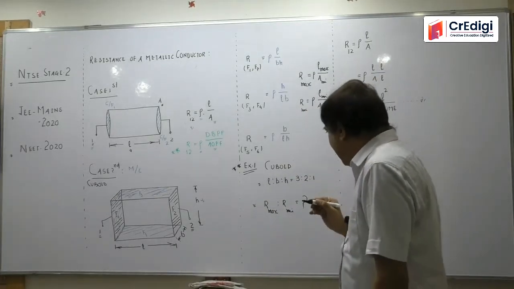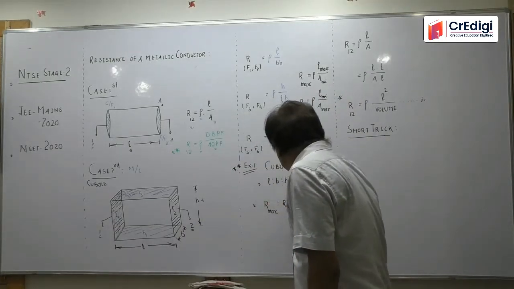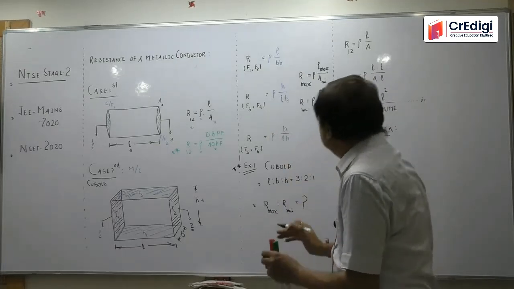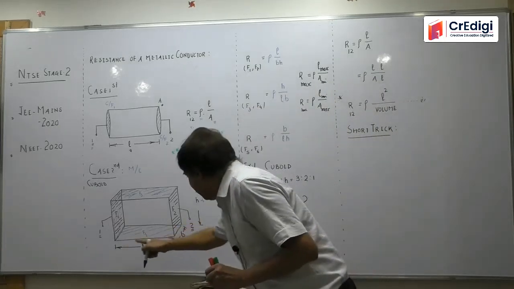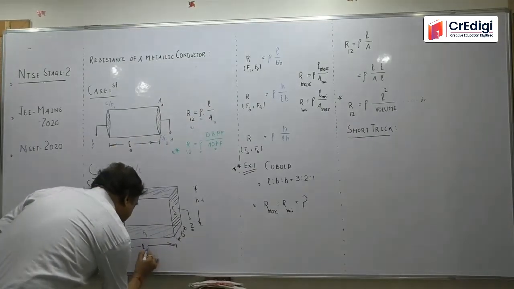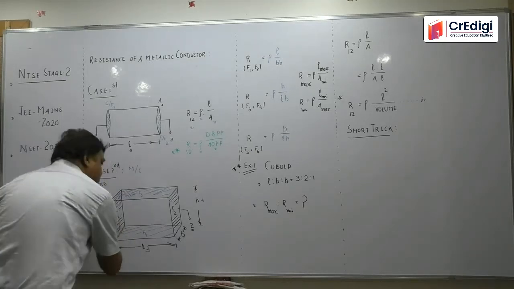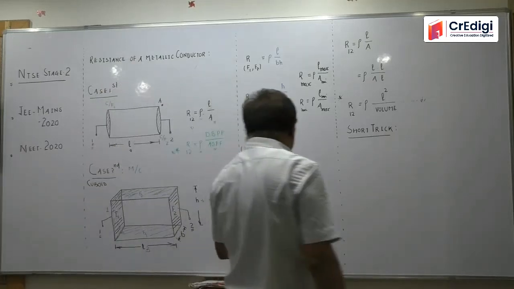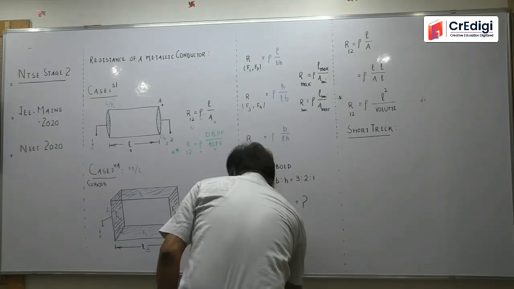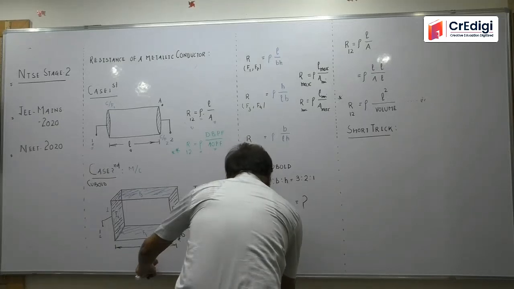Now, I am interested in R max. So the maximum length goes out to be 3, then breadth is 2, and height is 1. So the ratio is 3:2:1. I am interested in finding R max to R min. So for R max, the student writes rho L, where L is the distance between the two faces, 3.